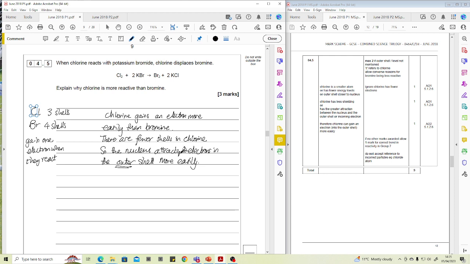So the way that it's phrased in the mark scheme is quite useful. Let's use that, and I'll put it here, including an incoming electron. There you go, incoming.